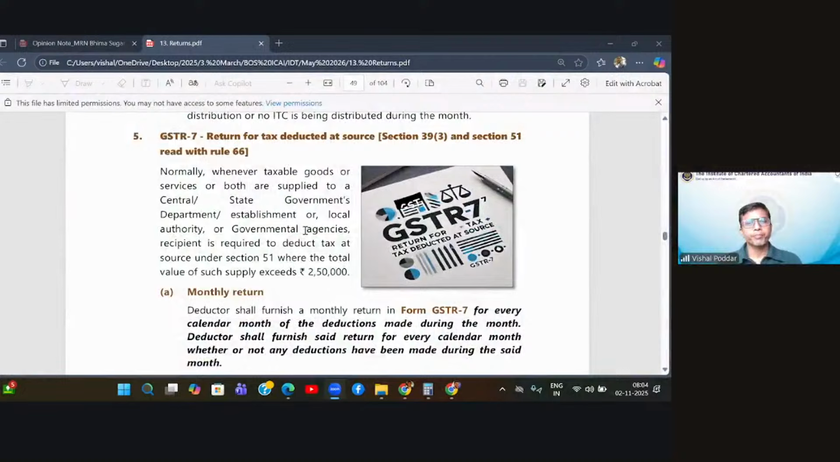Next is TDS. So as we all know, in case of GST, the TDS is to be made only by one person or one category of person, that is government, with respect to supplies where the contract value exceeds 2.5 lakhs. So this is the only scenario under GST law where TDS is made applicable.